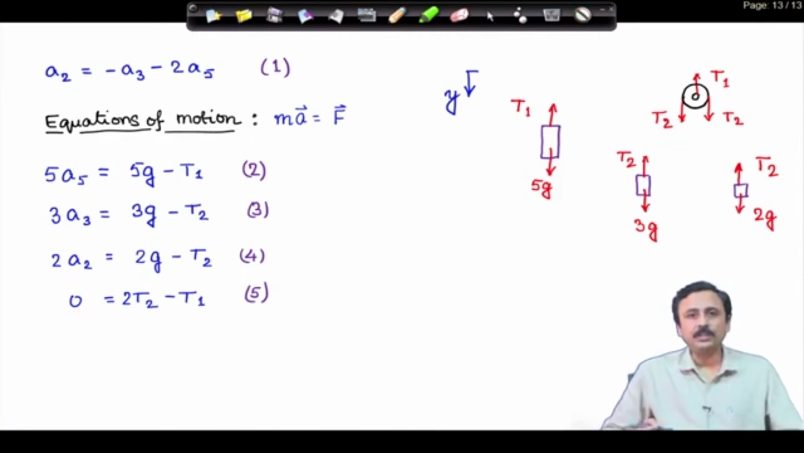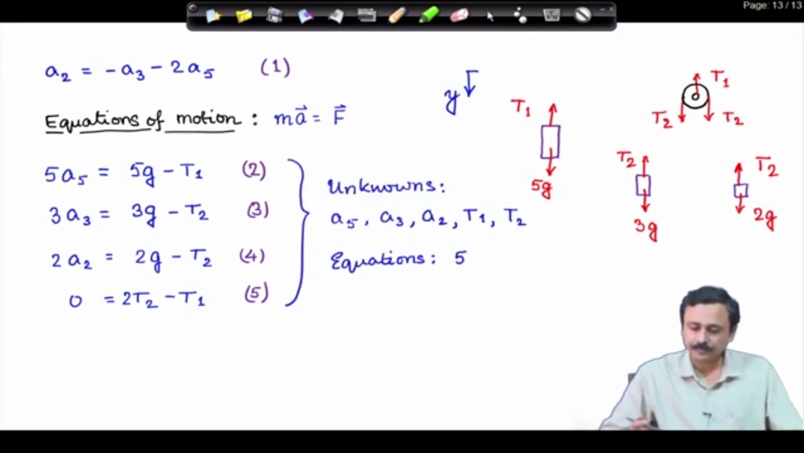What are the unknowns in this system? a2, a3, a5, T1, T2. So, there are 5 unknowns, and you can note here that there are 5 equations. One comes from the kinematics, the others come from the equations of motion. We have 5 unknowns and 5 equations, so we should be able to solve.